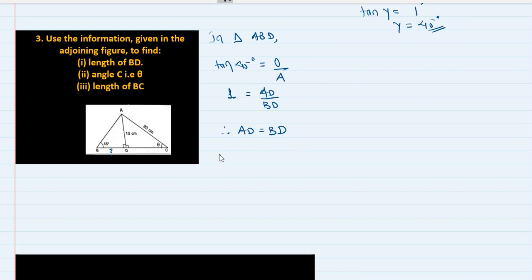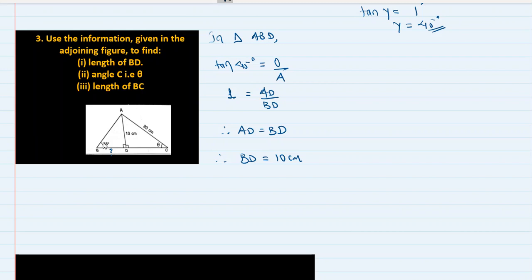Okay, therefore we can say that BD is equal to 10 centimeter. So why did we use tan? We used tan because we had to get the relationship between the opposite of angle 45 and the adjacent to angle 45, that is AD and BD. That's how we found BD. That's why we used tan. So which trigonometric ratio to use in which situation, that skill you have to learn.